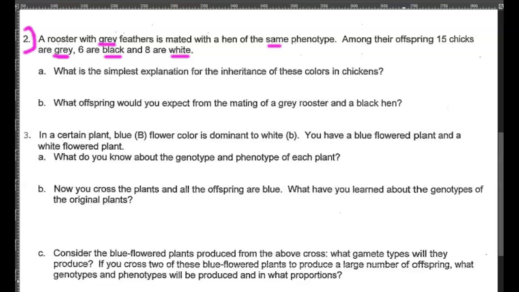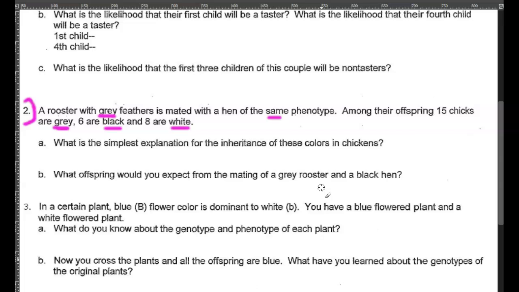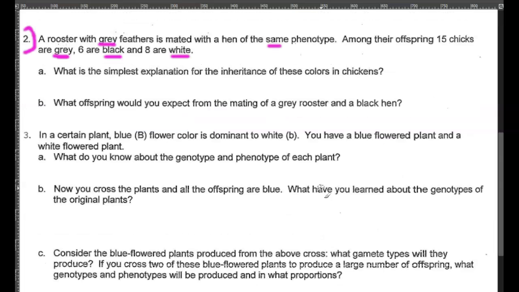Now, let's look at question A. What is the simplest explanation for the inheritance of these colors in chickens? And how are you going to figure it out? All right, we have gray with gray, and they have gray, black, and white. So first of all, we know that there are 3 different phenotypes. And we know gray is something in between black and white.